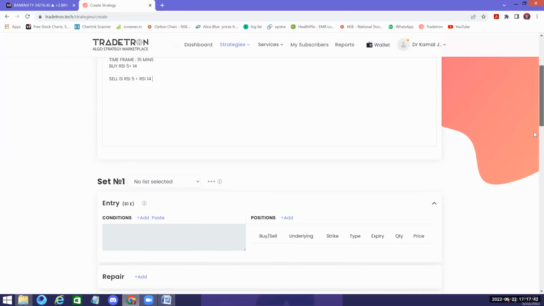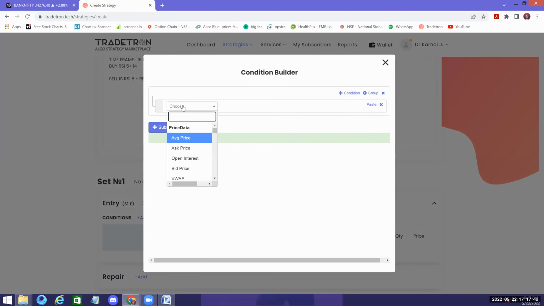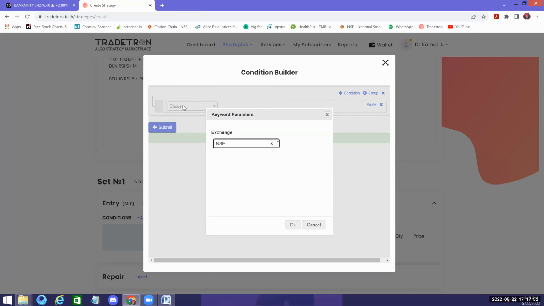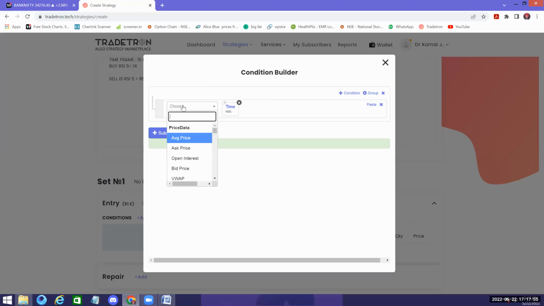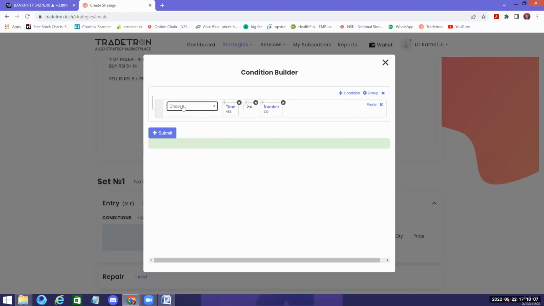Pardon me, my mouse is giving me some issues. So for the entry time, as usual, we will enter as early as possible. We'll only wait for the first candle to close, that is from 9:30. So our entry time is 9:30.